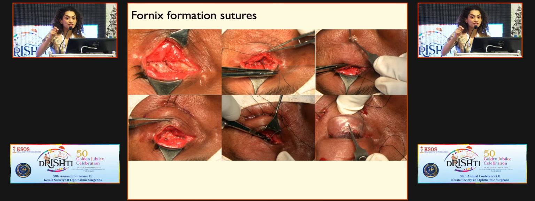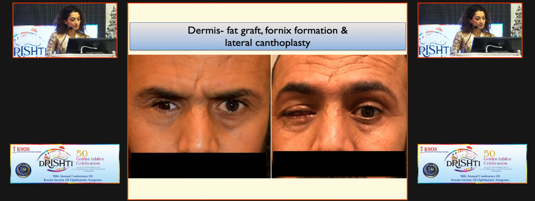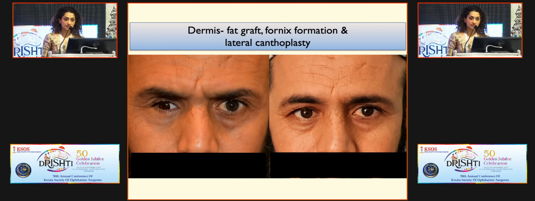You have to fix the fornix, taking it through the periosteum so that it's permanently staying there. And that's very important. Please don't compromise on that. All right, and well, this is how it looks. And this is a patient. He was an army officer from Yemen, and he had an injury with a bullet in his eye. Okay, eyeball is shrunken, lateral canthus is gone. So what I did was dermis fat graft, lateral canthoplasty, and this is how he went back.